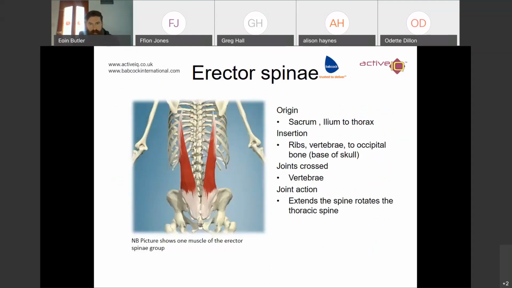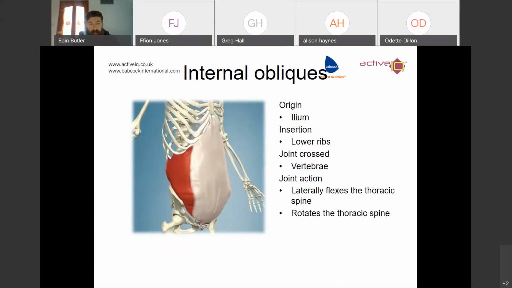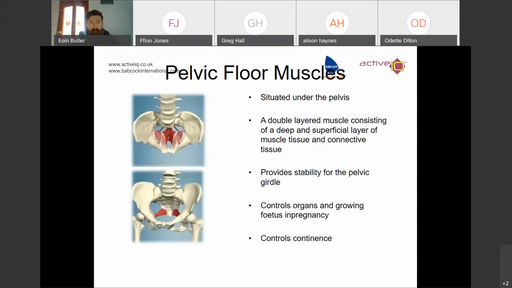Erector spinae, just a quick recap on that. I'll take that one out actually. External obliques, internal obliques. Pelvic floor muscles are important, as questions come up on the paper on them. They are situated under the pelvis, a double layered muscle consisting of a deep and superficial layer of muscle tissue and connective tissue. They provide stability for the pelvic girdle, control organs and the growing fetus in pregnancy, and also control continence. So questions come up on the paper on the function of the pelvic floor muscles.